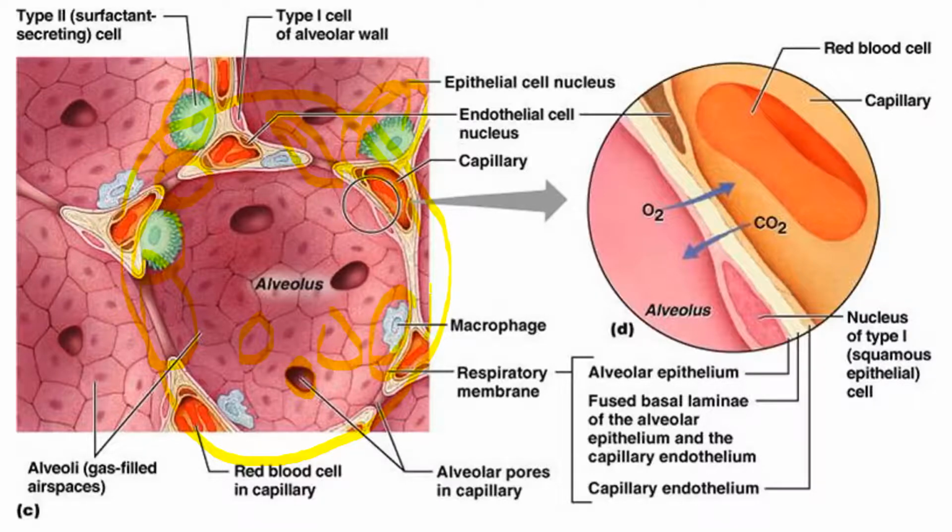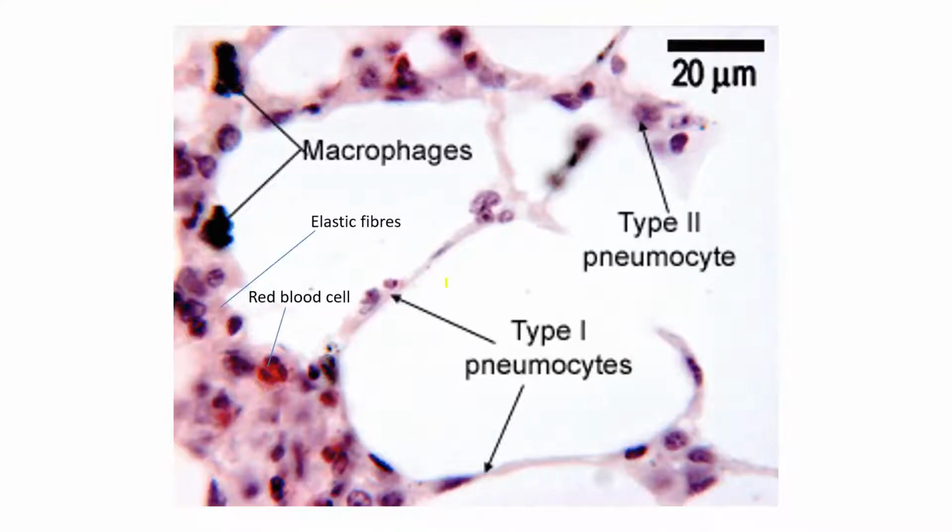This is how the type 1 and type 2 pneumocytes actually look under the microscope. You can see the type 1 pneumocytes here. You can see how thin they are. This is type 1 pneumocytes, and then this is the type 2 pneumocytes. As you can see, it's here, as well as here, type 2 pneumocytes. And these are the macrophages.